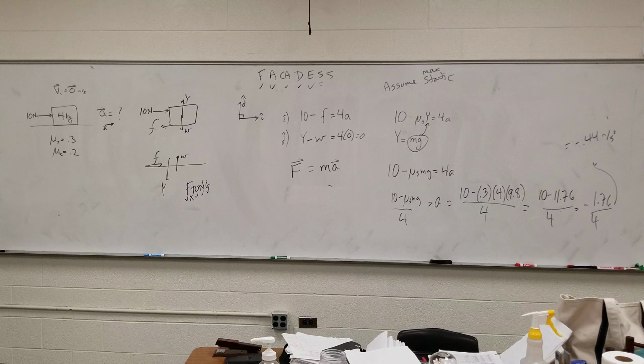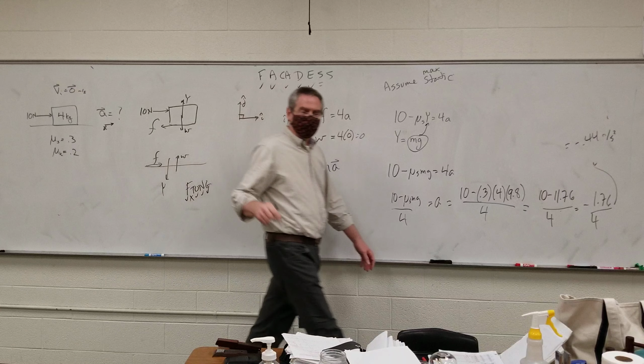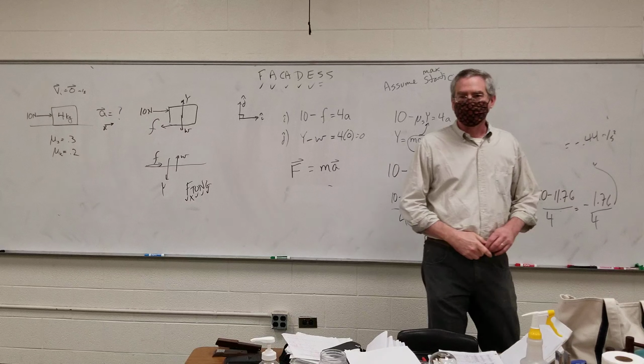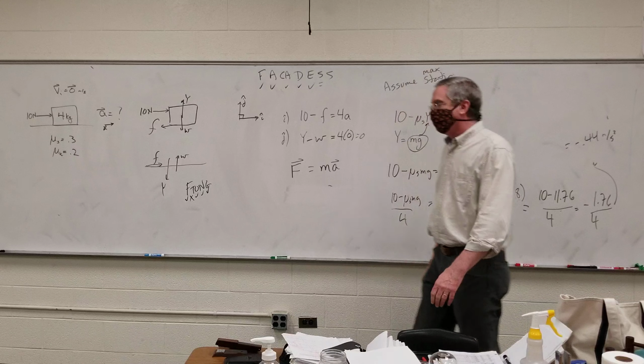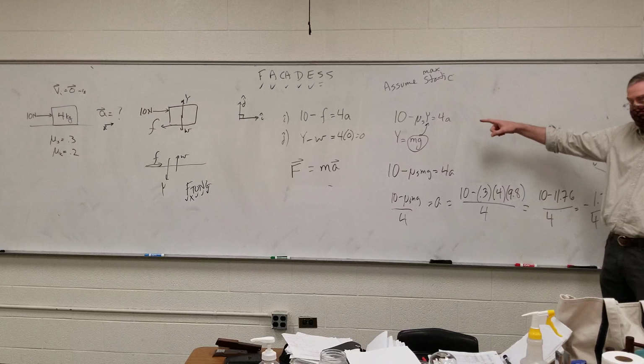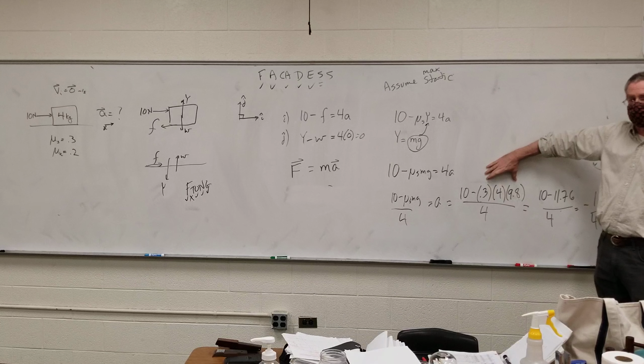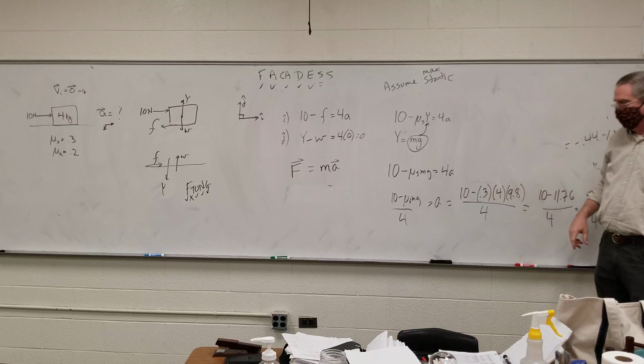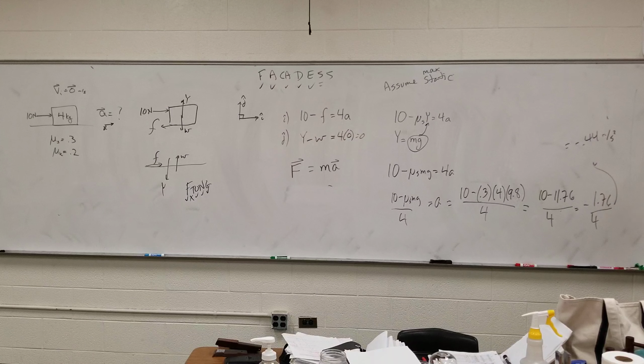So here's the big question. What's the acceleration of the box? 0. Ian? Is it 0? It is 0. Because this is static. We didn't max out the friction, so it's not moving. We assumed maximum static friction, and we did not exceed the maximum static friction. So if that number was positive, it would be moving.